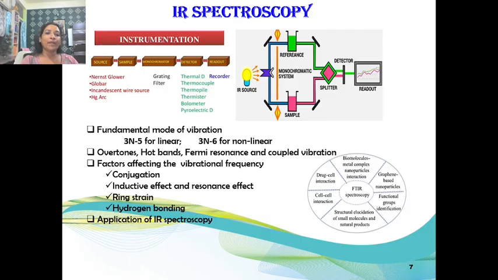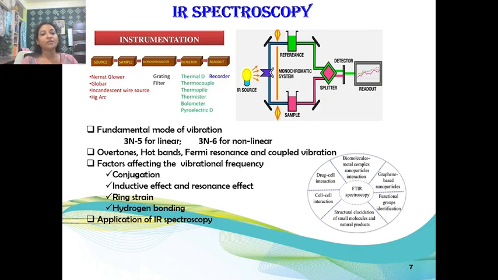There are different types of IR vibrational spectra like overtones, hot bands, Fermi resonance, and coupled vibration. The fundamental vibration is V0 to V1, which is common to all compounds. Overtones are from 0 to 2 vibrational state, and hot bands are V1 to V2, V1 to V3; all these are hot bands. Factors affecting the vibrational frequency: conjugation, inductive effect, resonance effect, ring strain, hydrogen bonding. All these can affect the peak position in IR spectroscopy.